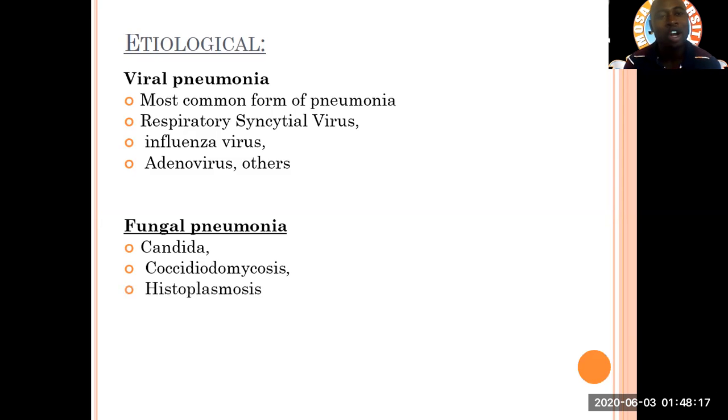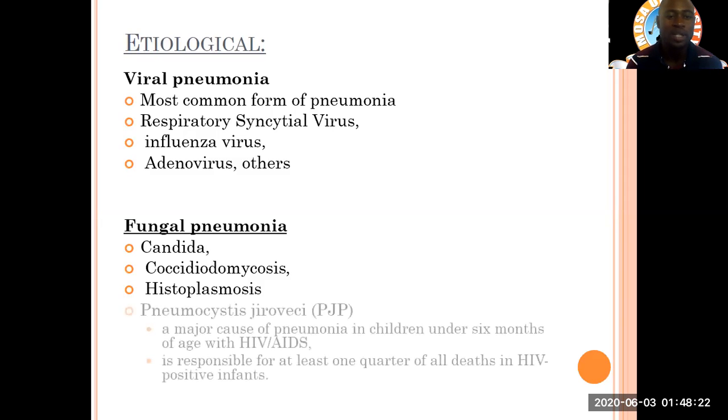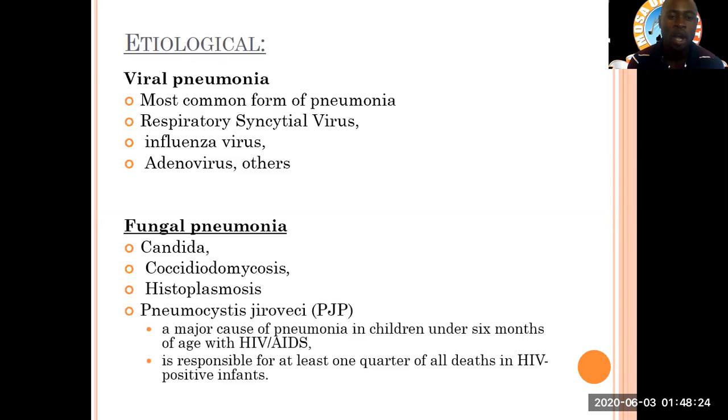When we look at the etiological causes of fungal pneumonia, this is where we find Candida albicans, coccidioidomycosis, histoplasmosis, and Pneumocystis jirovecii pneumonia, which is PJP. This PJP is the most common cause of pneumonia in children who are HIV and AIDS positive. It is responsible for most of the deaths that may happen in neonates or infants that are HIV positive.